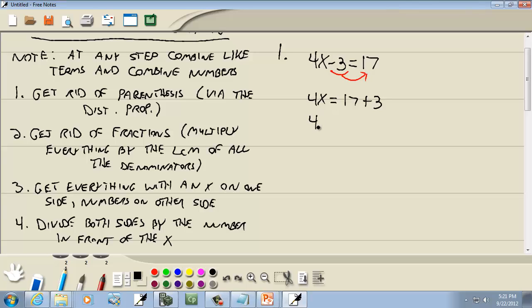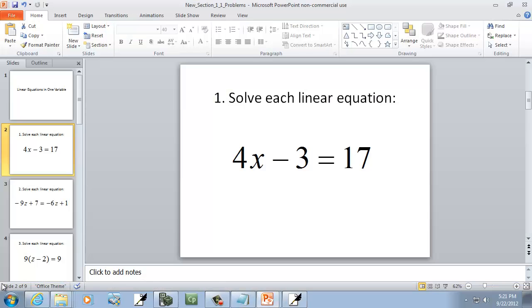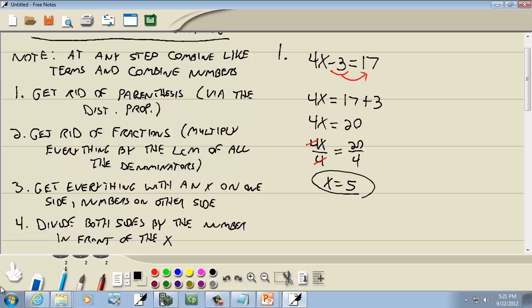Our note up at the top says at any step combine together numbers. On the right side, 17 plus 3 gives us 20. And our last step, divide both sides by the number in front of the x. So we're going to divide both sides by 4. And we're going to do that, these 4's cancel. And 20 divided by 4 gives us 5. So that'll be our answer. Let's take a look at our second problem.